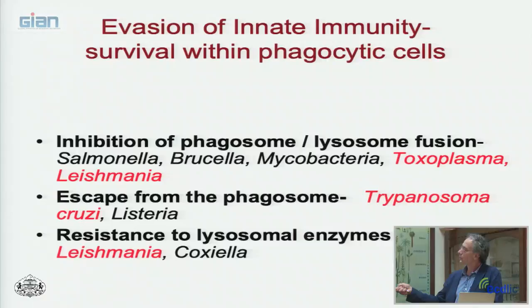They'll escape from the phagosome, get into the cytosol, where these powerful host defenses of cell, neutrophil, and a macrophage can no longer work because they've evaded all these hydrolytic enzymes from lysosomes by escaping into the cytosol. So Trypanosoma cruzi does this. Resistance to lysosomal enzymes. Leishmania actually doesn't even mind living in a phagolysosome. It seems resistant to digestion by these powerful hydrolytic enzymes in that compartment.